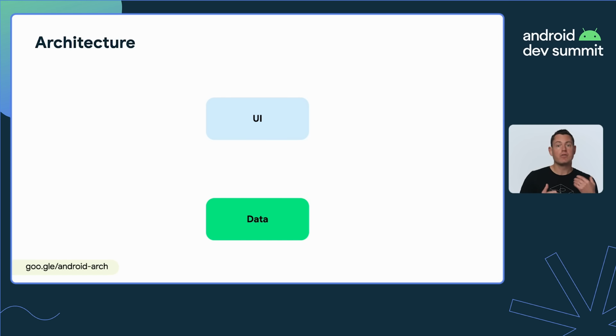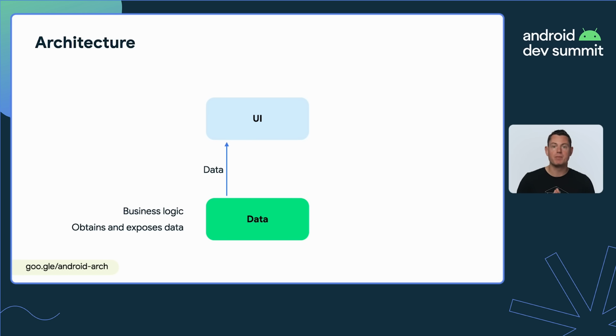The architecture for a feature like this can be broadly divided into two layers, UI and data. The data layer obtains and exposes app data to the UI layer, as well as performing business logic. The UI layer displays app data on screen and reacts to any changes in that data. An important word here is reacts.